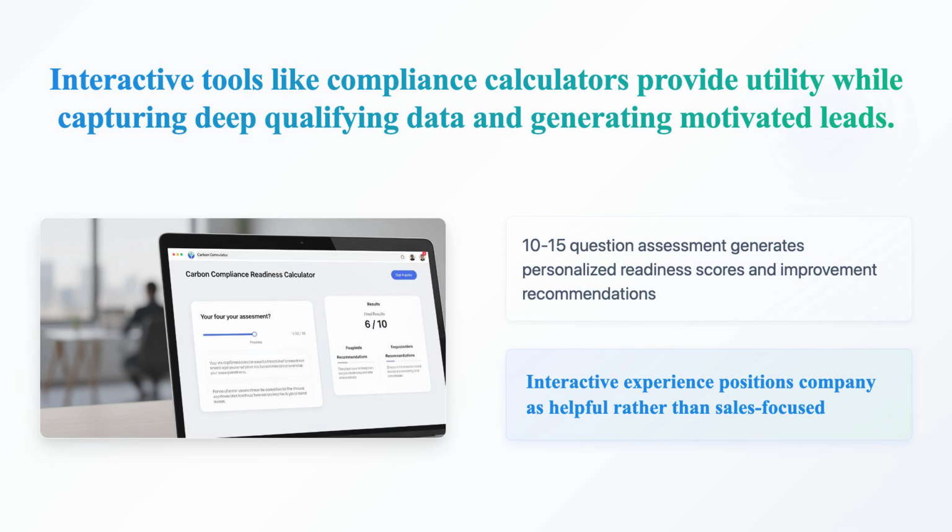Based on their responses, the calculator generates a personalized readiness score and specific recommendations for improvement. The output might say, your compliance readiness score is 6 out of 10. To improve, focus on automating data collection and implementing monthly reporting cycles. Include links to relevant pillar content and offer a personalized consultation for scores below 7.